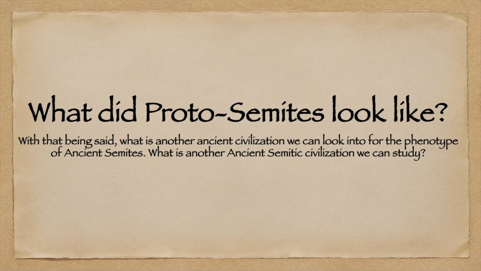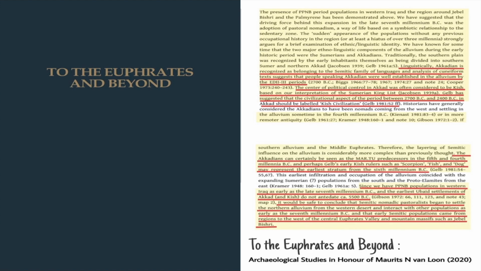With that being said, what is another ancient civilization we can look into for the phenotype of ancient Semites? What is another ancient Semitic civilization we can use? So let's go back to this book. Linguistically, Akkadian is recognized as belonging to the Semitic family of languages. An analysis of cuneiform texts suggests that the people speaking Akkadian were well established in the Kish region by the Early Dynastic 2 through 3 periods.